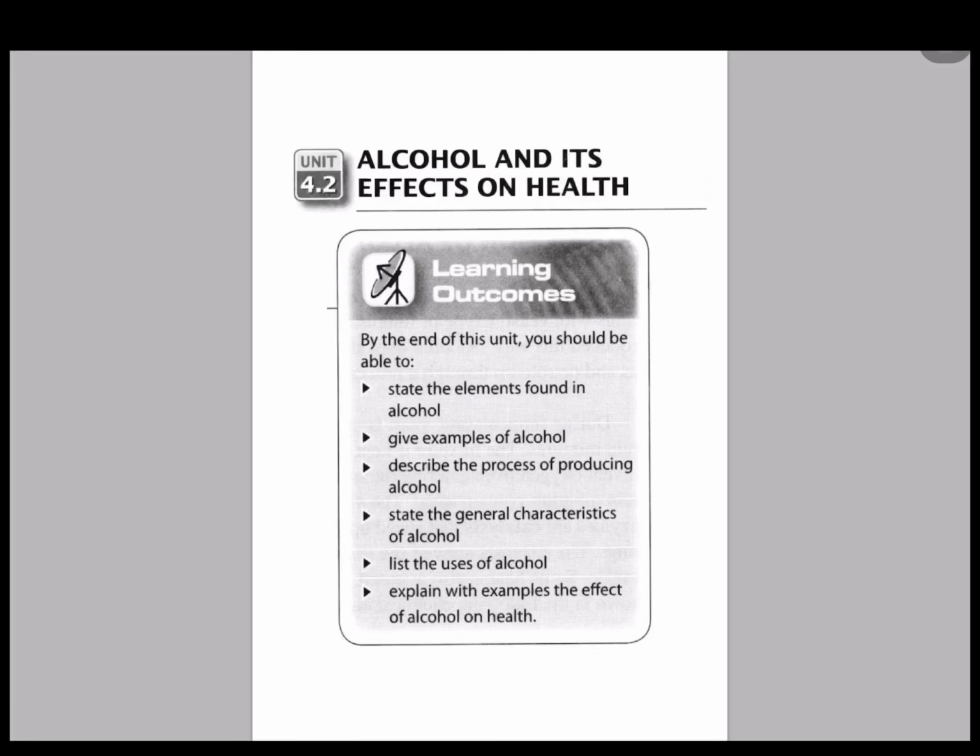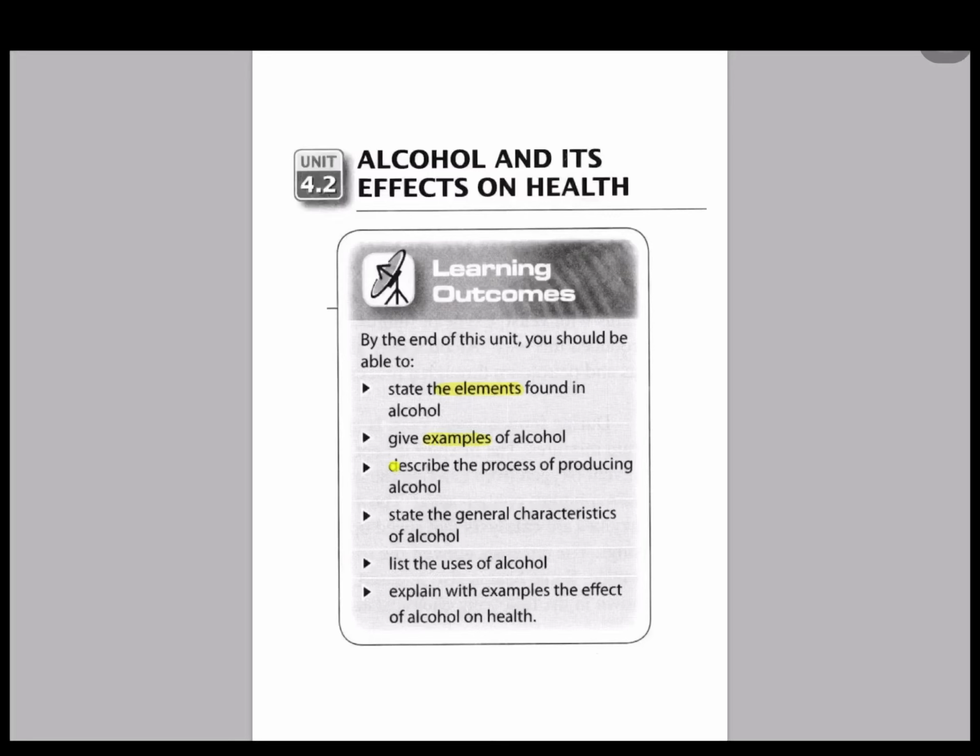All right. So the first one we proceed on the learning outcomes. So over here, you can refer from your textbooks that we have six learning outcomes for this subtopic. The first one, you have to state the elements that can be found in the alcohol. So we have two elements that you're going to state later. Second one, you can give the examples of alcohol. So what examples of alcohol, give their names, right?